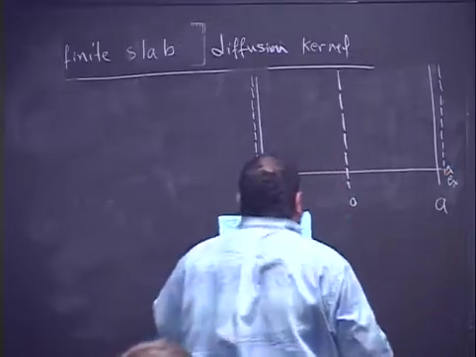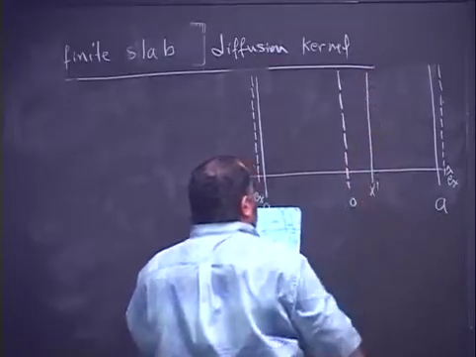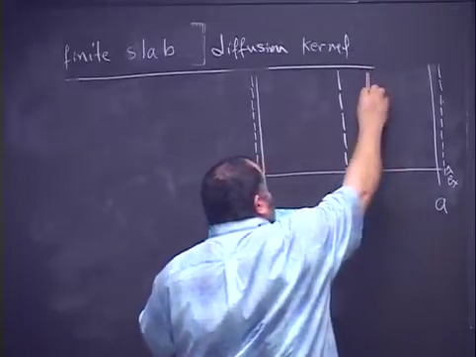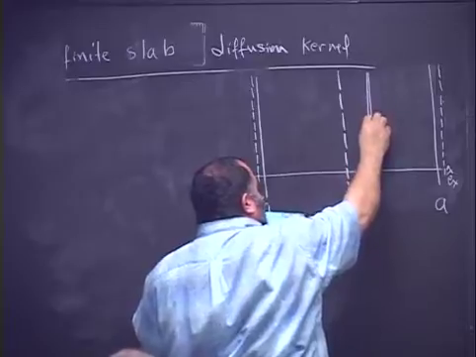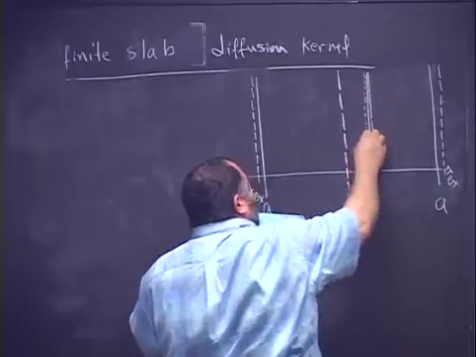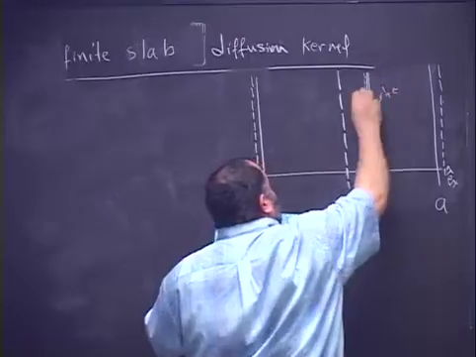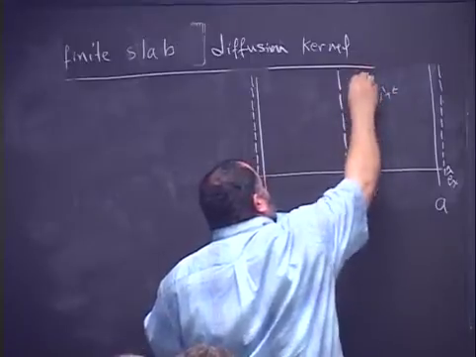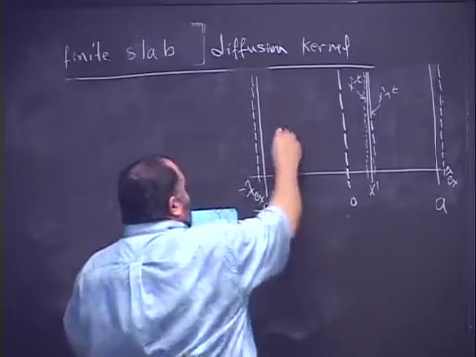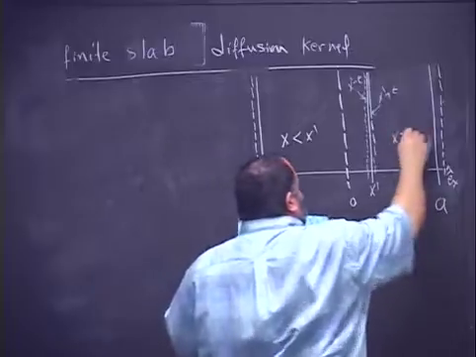Then your source is at x prime, and let's say that it has something like an imaginary thickness here. So it will be x prime plus epsilon. This is x prime plus epsilon, and this is x prime minus epsilon. So here x is less than x prime, and in this area x is larger than x prime.